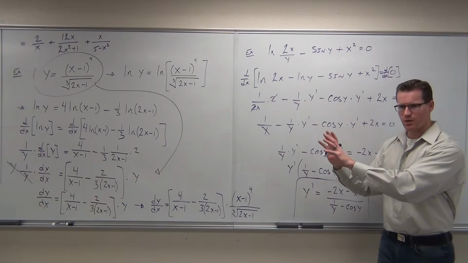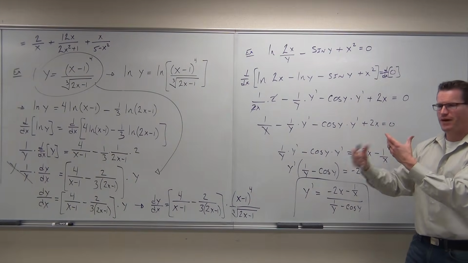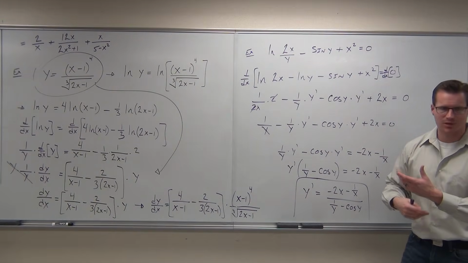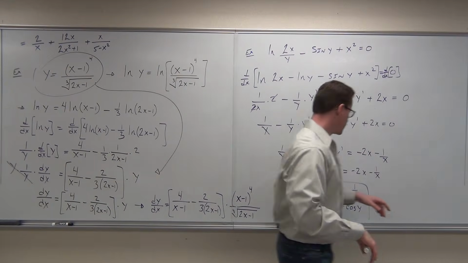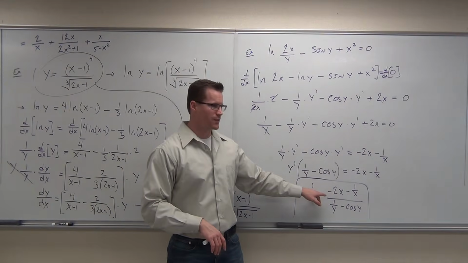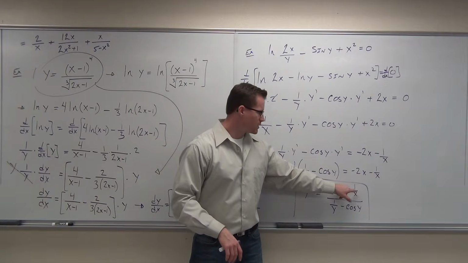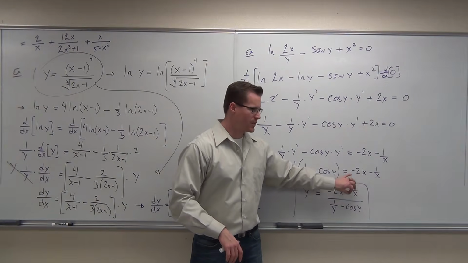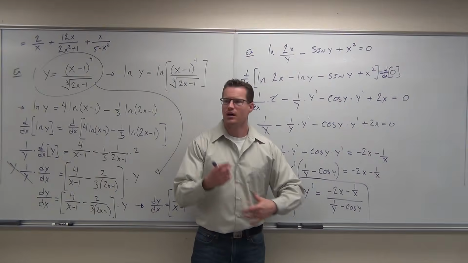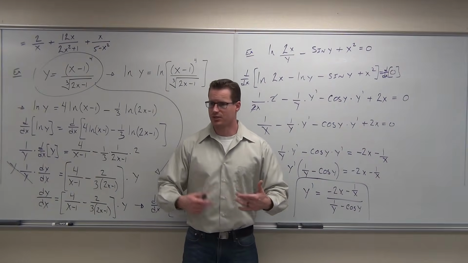Get all those terms to one side, everything else to the other side, factor out your y prime, divide typically, and you're done. This answer, by the way, can look different. You need to know something about this. You can multiply and get a common denominator, do a complex fraction on that, and it's going to look a little different.